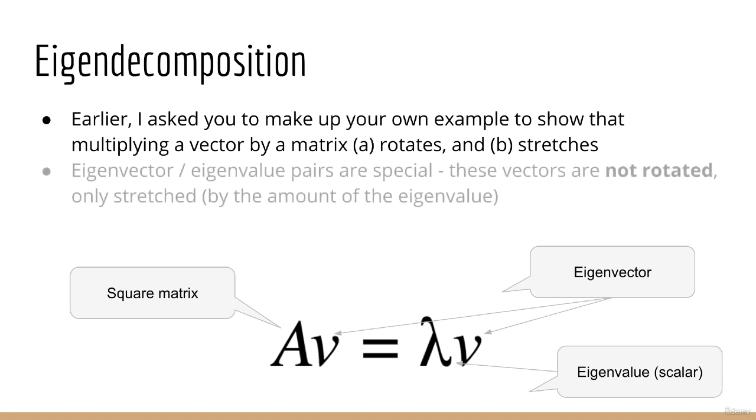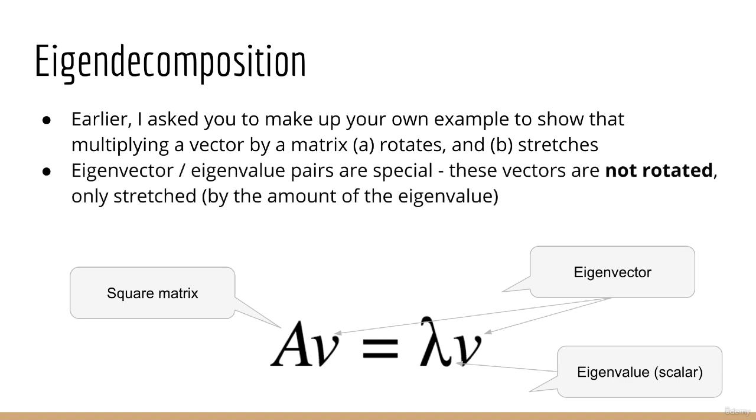Eigenvalues and eigenvectors are special values in relation to a matrix. Specifically, suppose we have a square matrix called A. Then, if we have some scalar lambda and some vector v that satisfy the equation A times v equals lambda times v, then we call this lambda an eigenvalue, and we call this vector v an eigenvector.